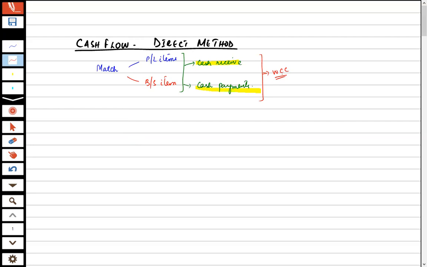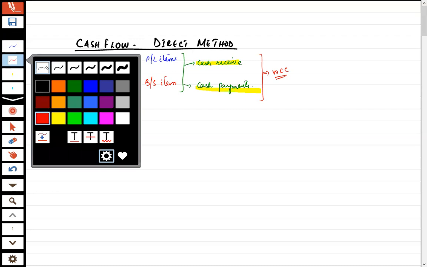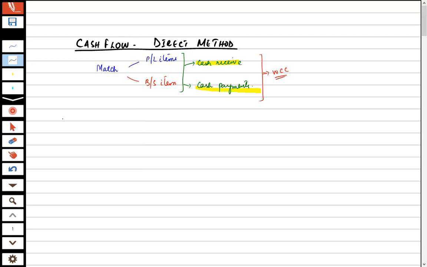Now, how are these P&L items and balance sheet items matched? Let's look at them one by one so that our concept is clear in this regard. First, I talk about the P&L, which starts with the sales. Now, imagine which balance sheet item is related to sales.